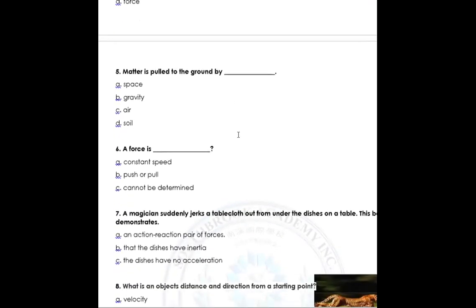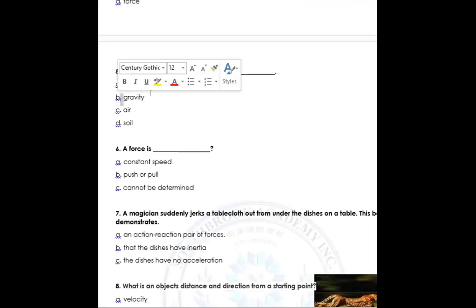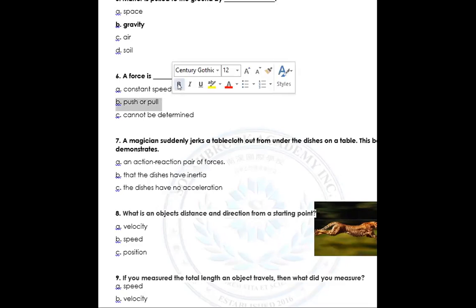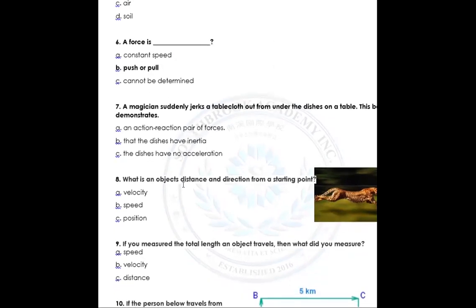Matter is pulled to the ground by what? B, gravity. Yes, gravity. Next, number 6. A force is blank. What is a force? A, constant speed, B, push or pull, or C, cannot be determined. B, it's push or pull. Okay, it's push or pull.